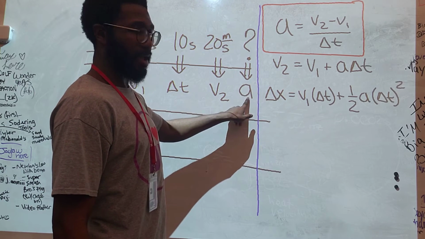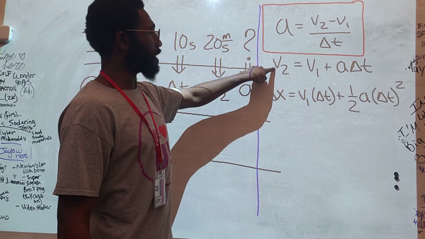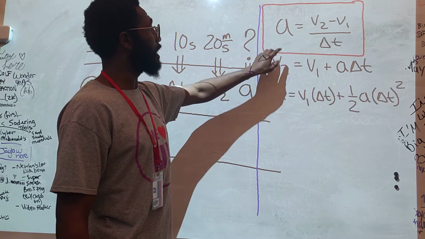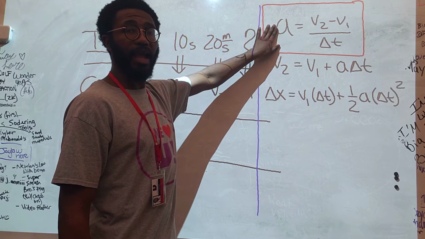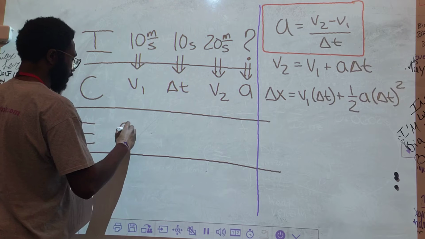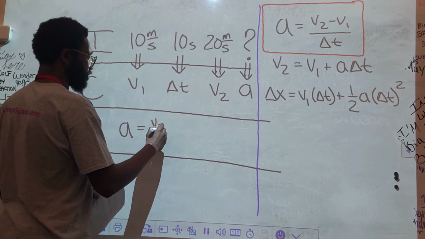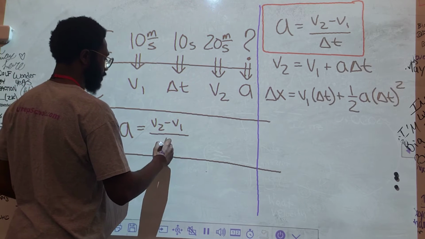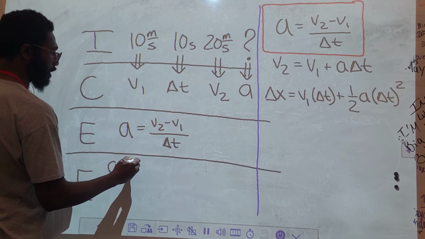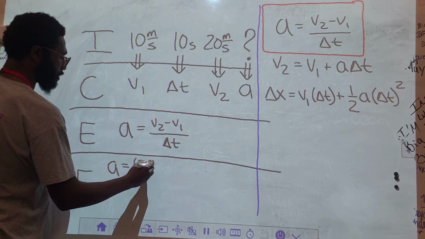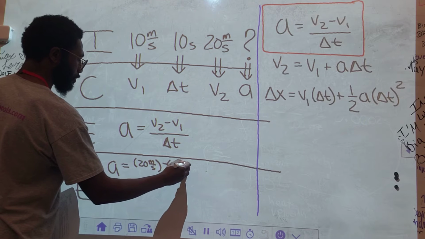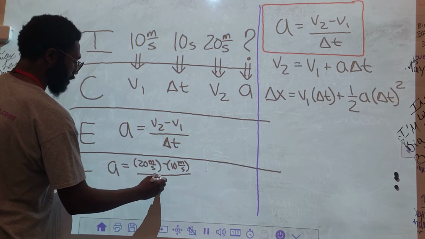Now, we're looking for A, acceleration. So this second equation is set up to solve for velocity, V2, the final velocity. This first equation is set up to solve for A, acceleration. So this is the equation we're going to use. I'm going to go ahead and plug it in. Acceleration equals V2 minus V1 over delta T. And I'm going to come down here to my evaluate step and just plug in all my numbers. So I got 20 meters per second minus 10 meters per second, all divided by 10 seconds.